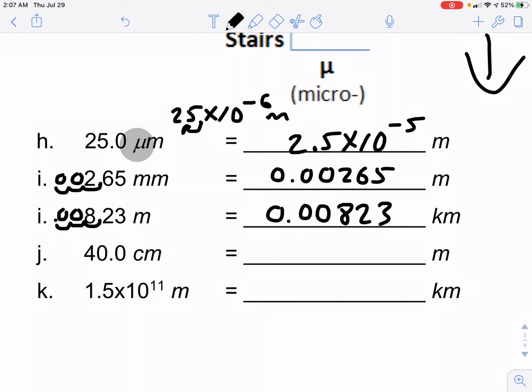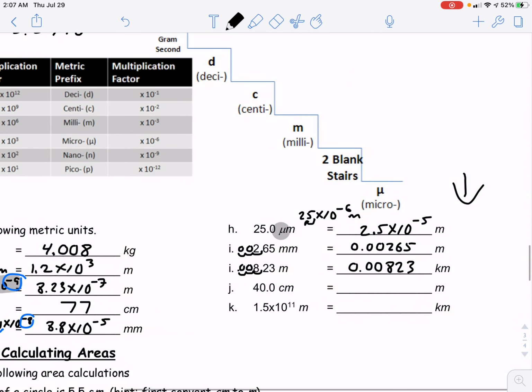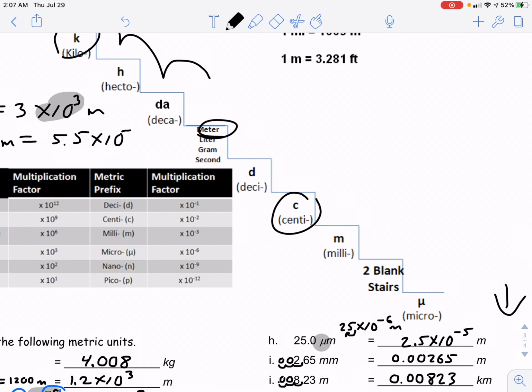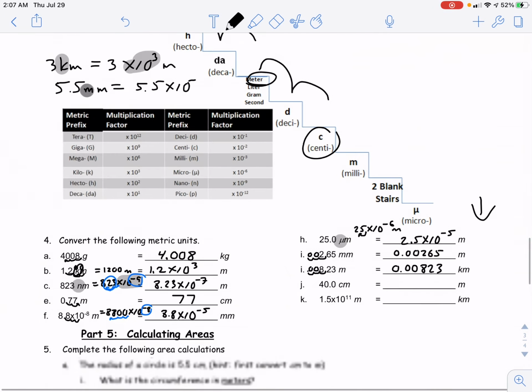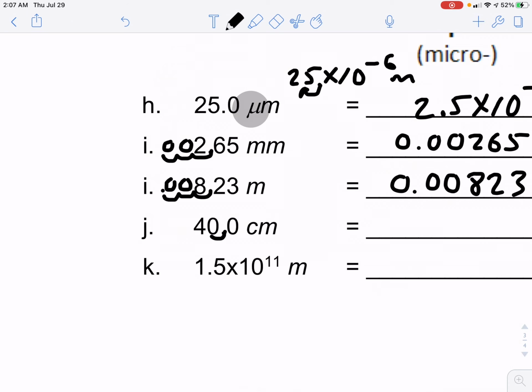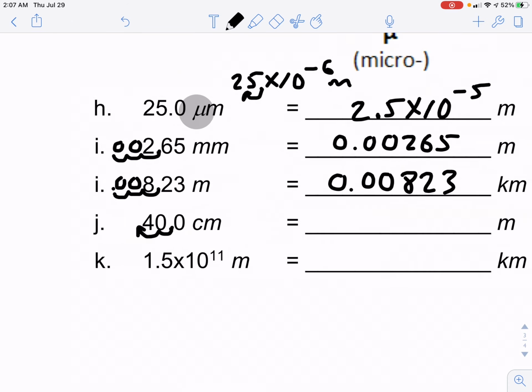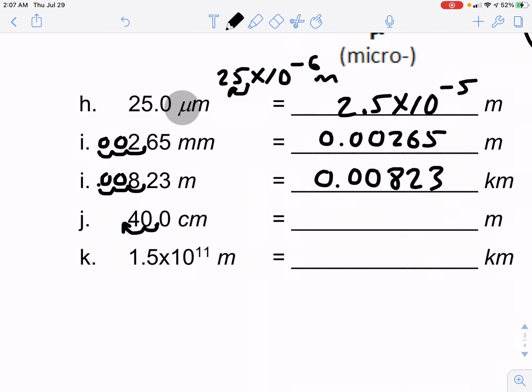Letter J is probably the most common measurement you're going to make first semester, and that's converting centimeters to meters. To do that, you have centimeters. We're going to go up 2 stairs to get to meters, which means you're moving the decimal point twice to the left. So 40 centimeters is really 0.40 meters.